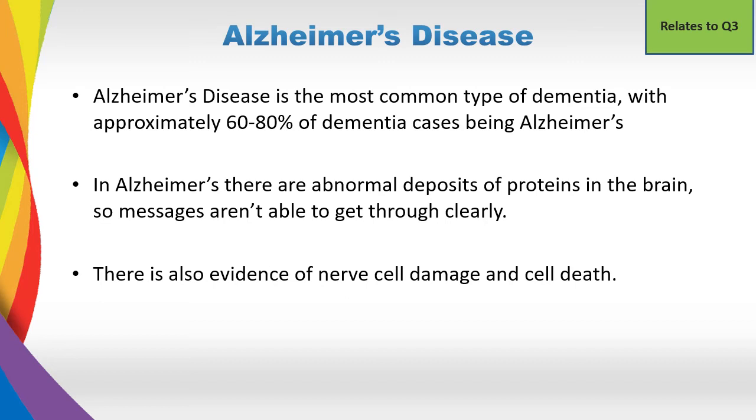In Alzheimer's disease, there are abnormal deposits of protein within the brain. So these deposits of protein block the messages so they can't get through clearly. Inside of your brain, you've got lots of nerve cells. The nerves carry the messages, and because there's a big blob of protein in the way, the message can't get through. There is also evidence of nerve cell damage and cell death within the brain.